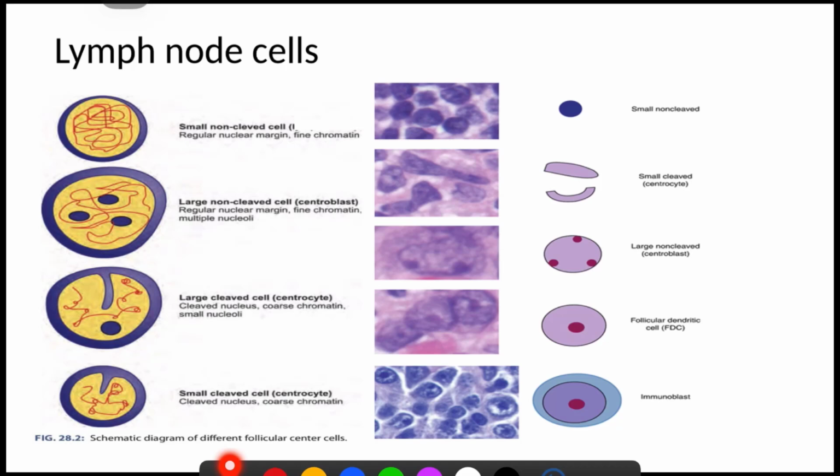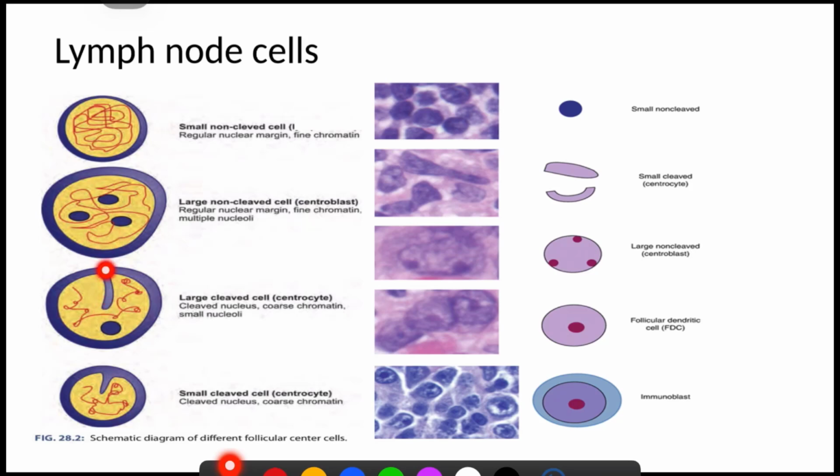So either you classify as small, intermediate or large cells, or you classify as small non-cleaved and cleaved cells also. So this is small non-cleaved cells having regular nuclear membrane. Large non-cleaved, these are centroblasts, 3 nucleoli and fine chromatin, right?